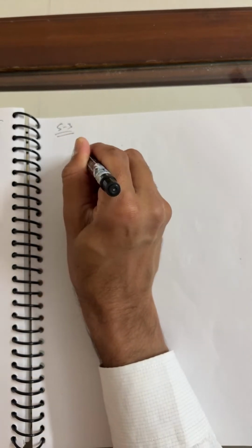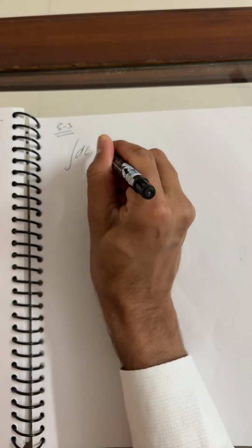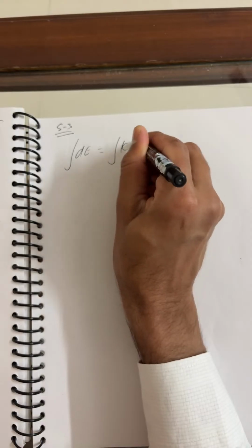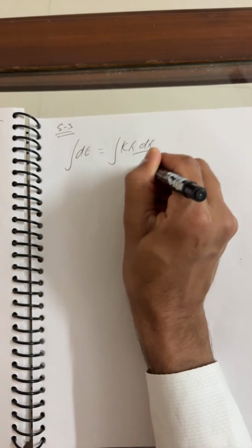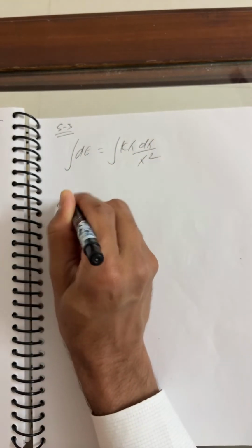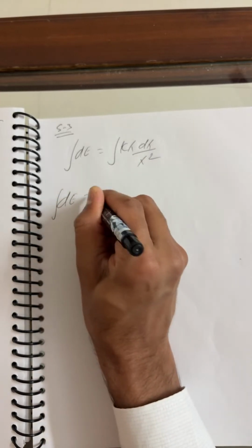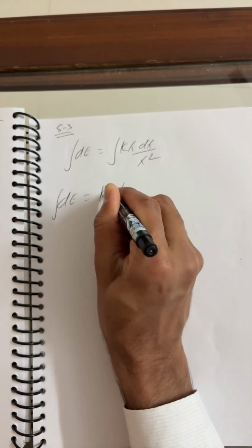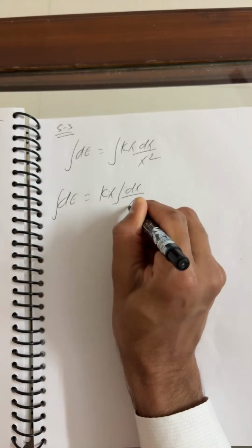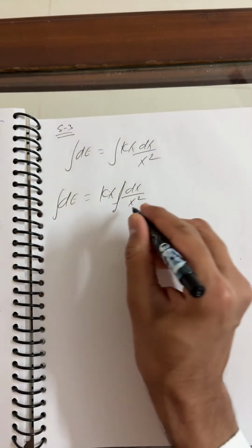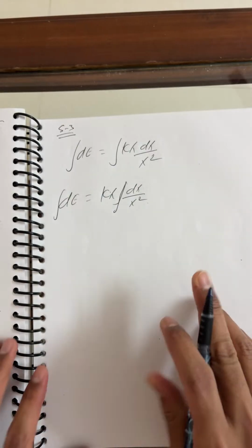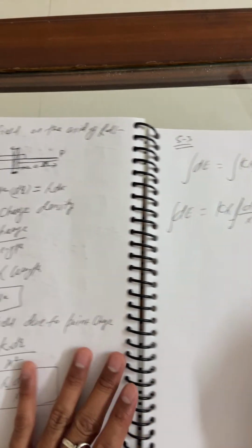So I'll just integrate. dE I already calculated previously. So integrate K lambda dx upon x square. Students, you can keep the constant terms K lambda outside, leaving dx upon x square. Students, you know what limit you can apply? It is very useful.